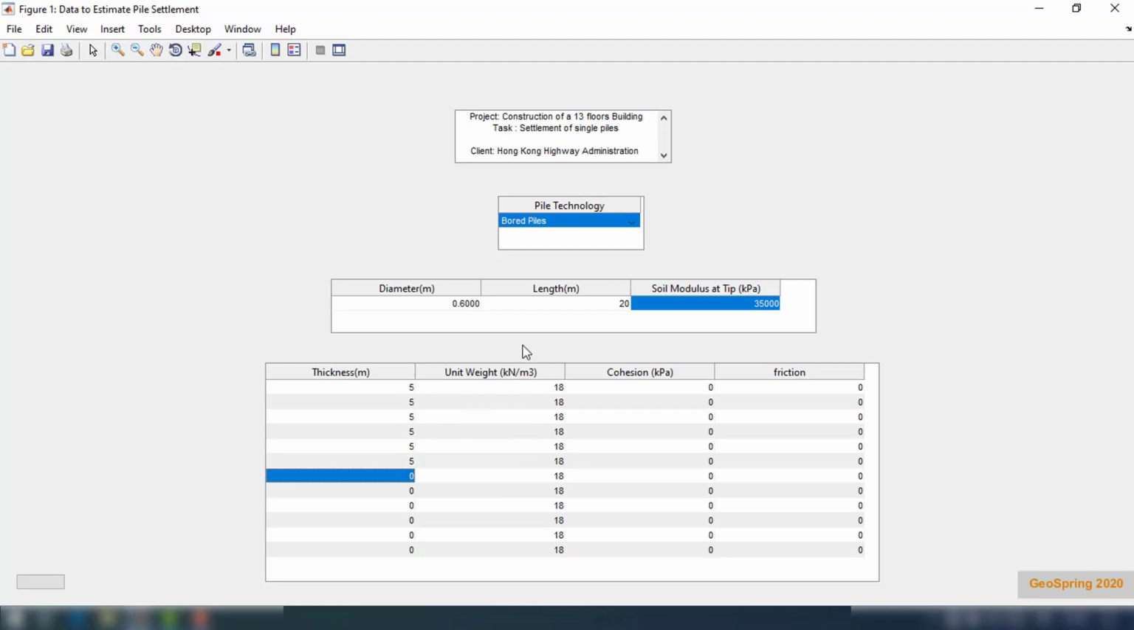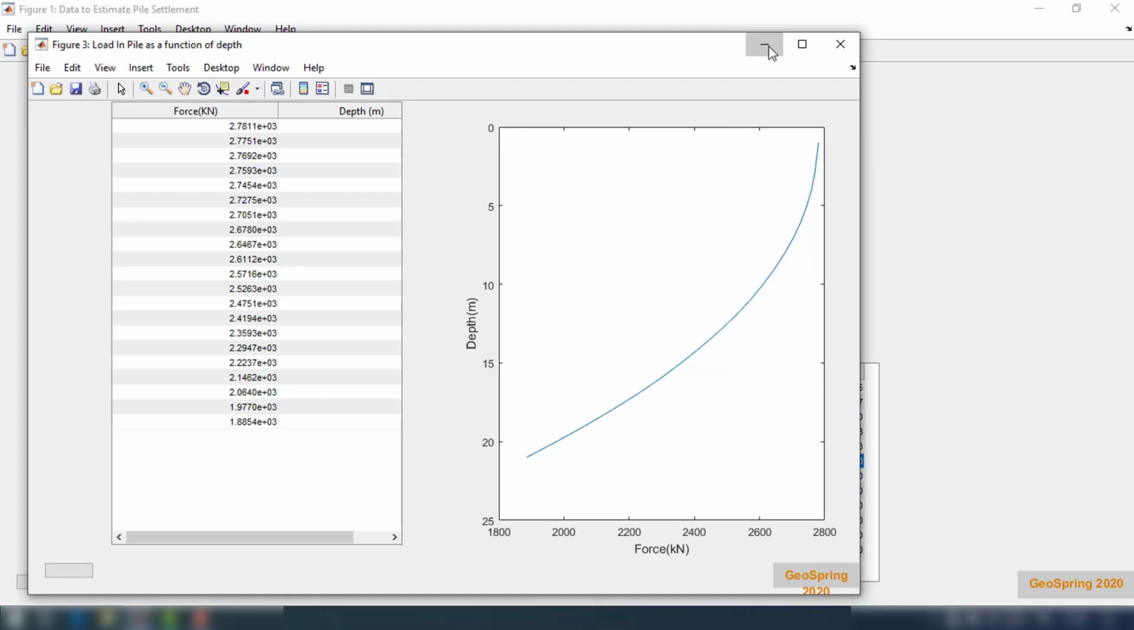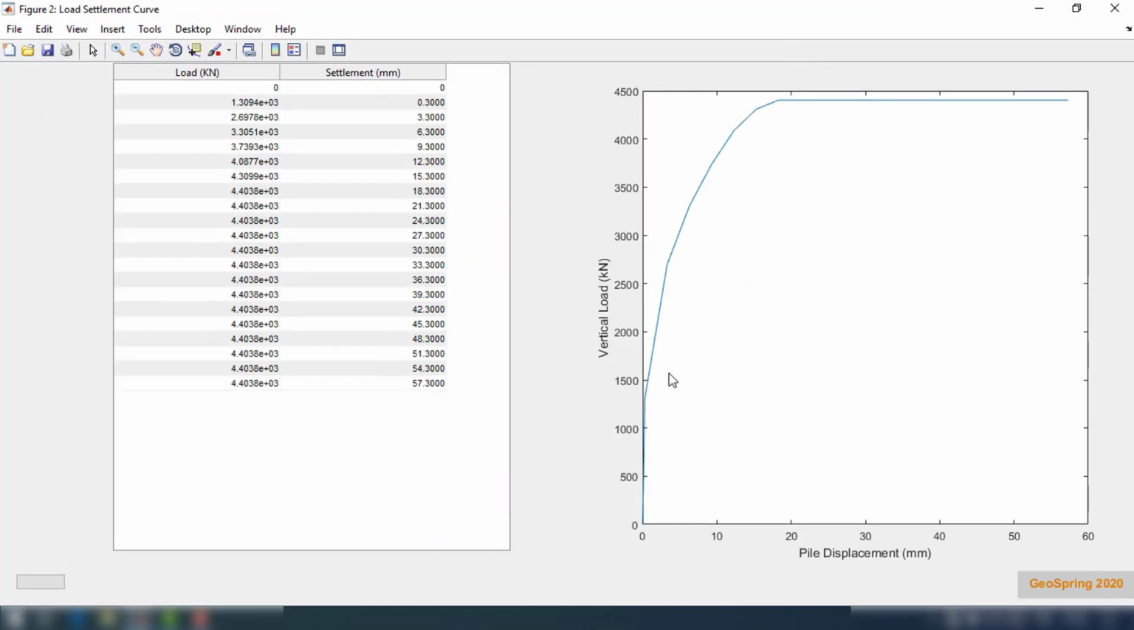Here you have the unit weight of each layer, cohesion and friction. Let us say that we are always in sand. To make things faster, 30, 33, 33. Okay, so just here you push on the button, and here you have two curves.